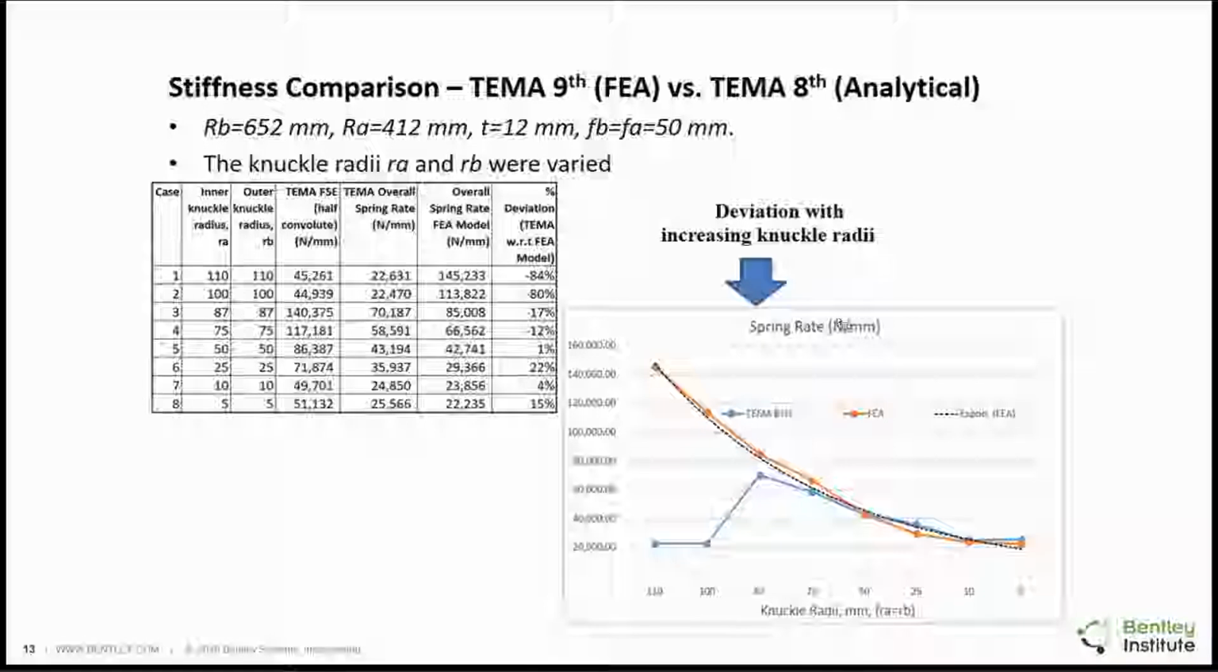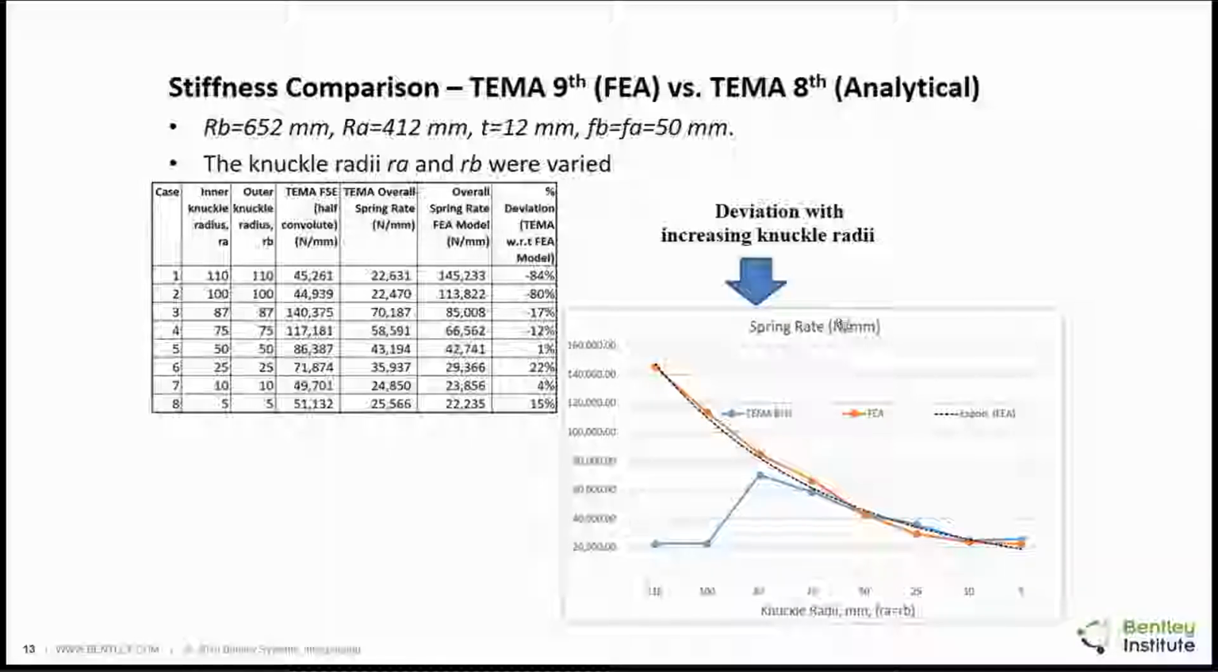In blue, you see the TEMA 8th values, and orange shows the finite element analysis obtained values, and there's an exponential curve fitting that was done. So what we find here is that for very small knuckle radii, 5, 10, up to 25 or maybe 50 mm, there is no problem. The TEMA 8th gives almost matching results with FEA. But when the knuckle radii increases beyond 75, 87, it starts deviating, and from 100 mm onwards, it almost gives a kind of invalid solution.